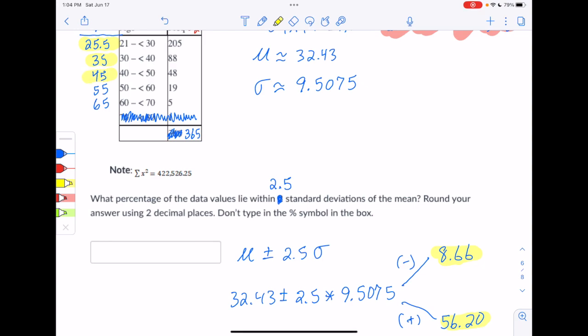But do I highlight them all? No, because the upper limit is 56.20. And so I would highlight the 55 because that's in between 8.66 and 56.20, but I would not highlight the 65. So we have only the people above that red line that we want to count.